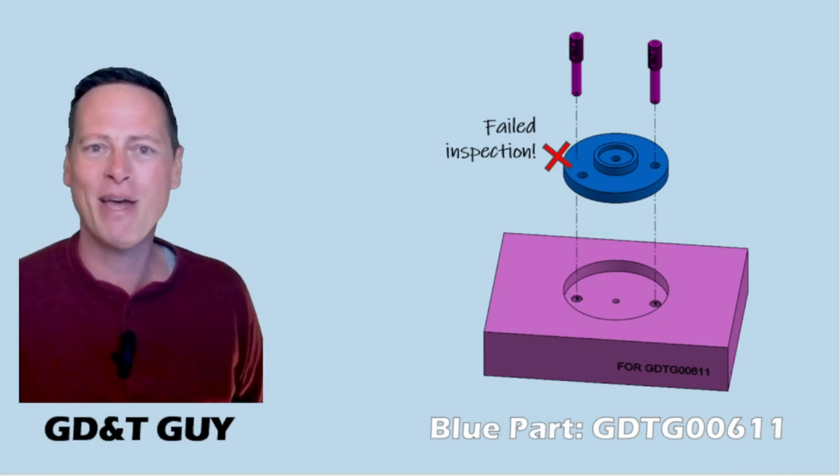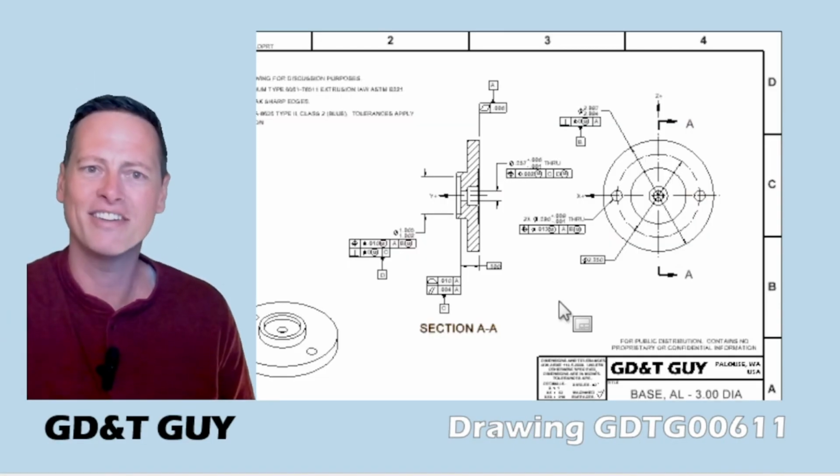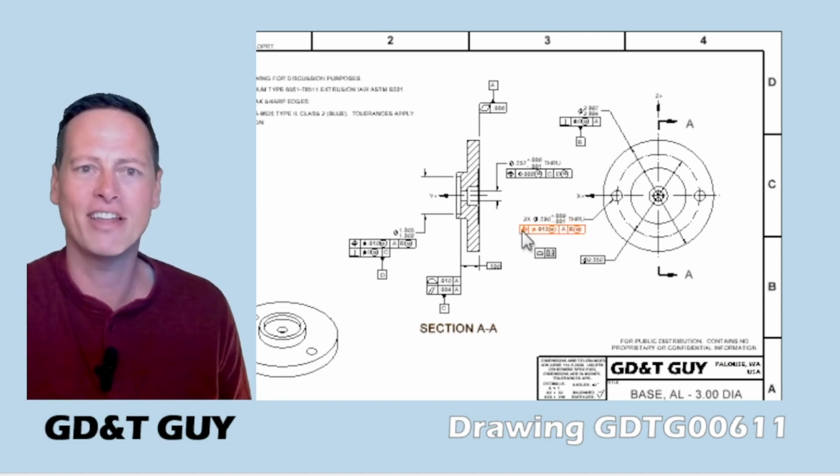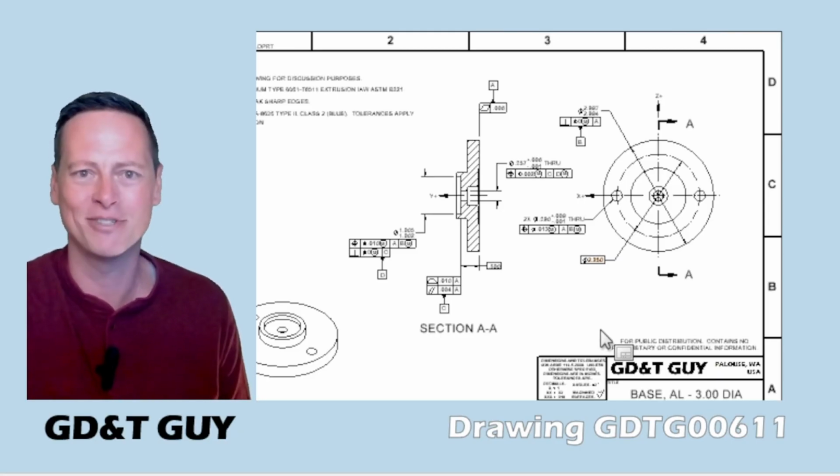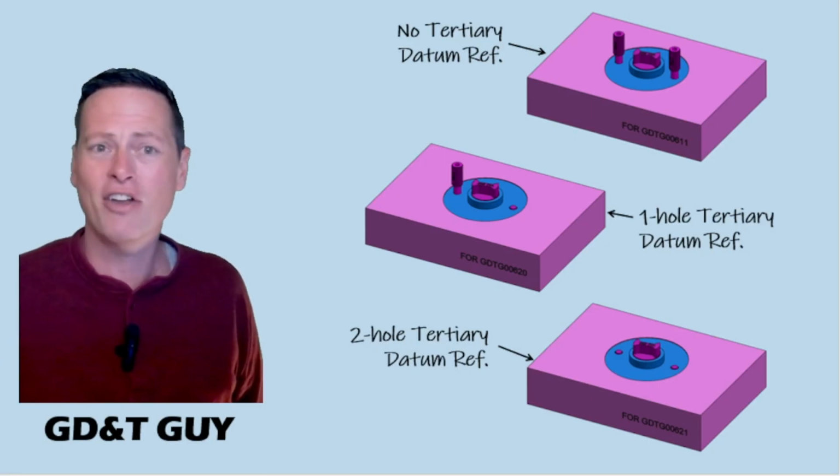This is a failed inspection. And again, the standard explicitly says in 4.10.3 that a part like this does not require tertiary rotational constraint, and it provides several examples. We don't benefit at all from forcing there to be a tertiary datum feature on this part.